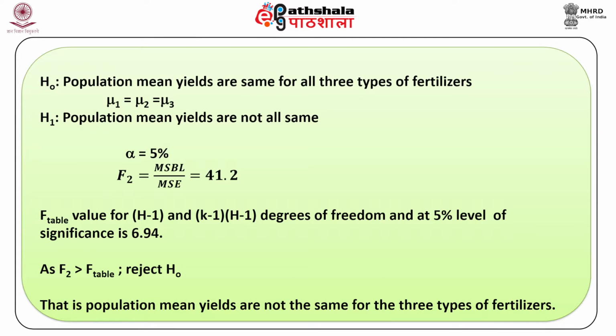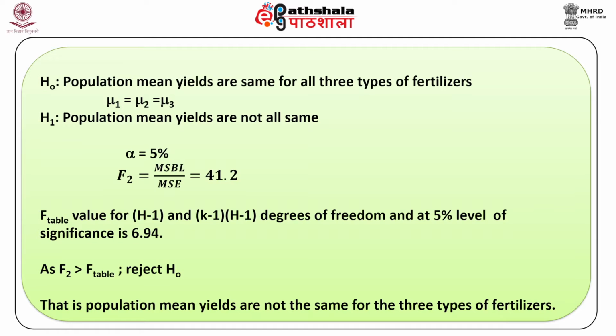Similarly, if you look at the second hypothesis, that population mean yields are the same for all three types of fertilizers, which we write as mu1 equal to mu2 equal to mu3. Again taking alpha equal to 5%, the value of F2, which is MSBL upon MSE, is equal to 41.2. The F tabulated value for h minus 1 and k minus 1 into h minus 1 degrees of freedom at 5% level of significance comes out to be 6.94.